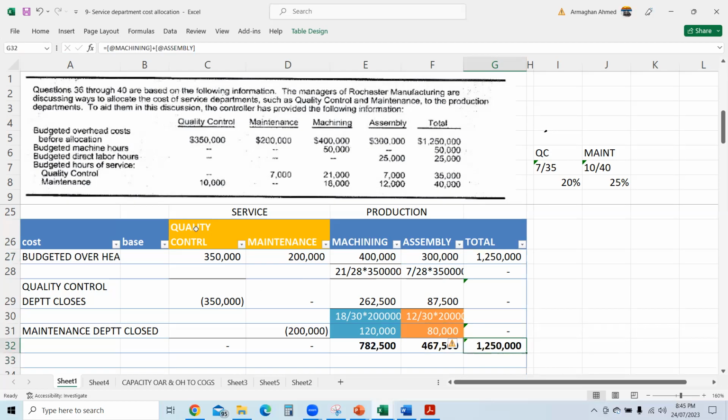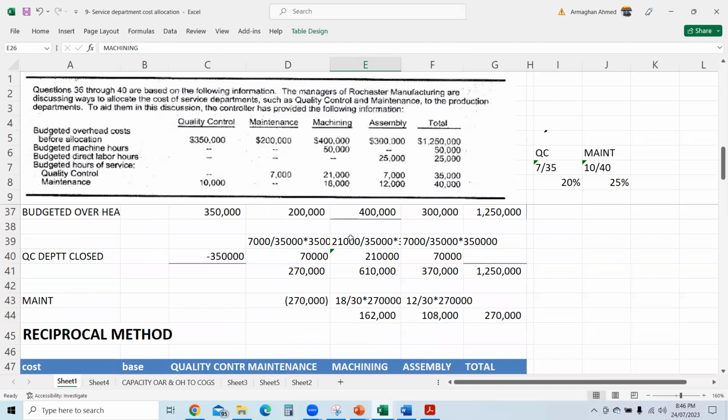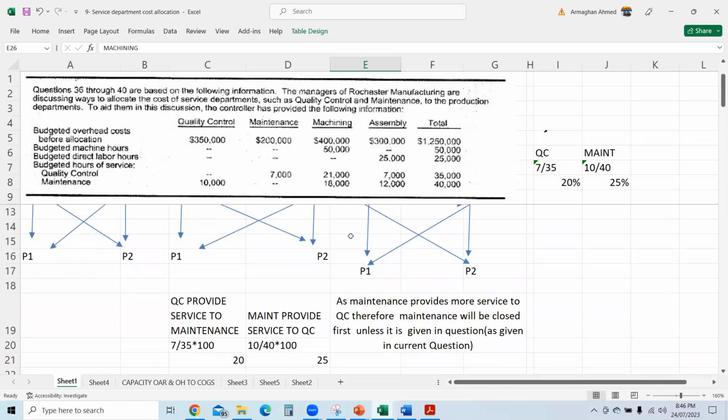Only thing, these two departments have been closed down and the cost has come to only machining and assembly, right? So it is very important, at the end of the year, we have to find out what is the total cost of production. So how can we do it? All the service department costs will transfer to production and then we can find out what the total costs are. This is what we've done.